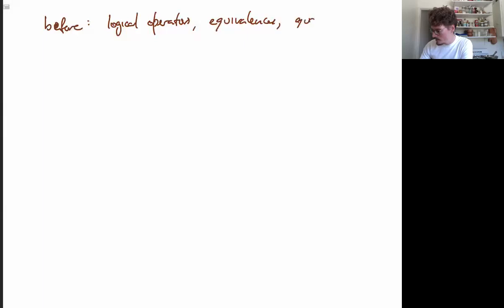So, as usual, let's start with a quick review of what we talked about the past couple of days for context, and then what we're about to do. So, before, what did we go over? We talked about logical operators, equivalences, quantifiers. So, basically a lot of ways of building and working with propositions.